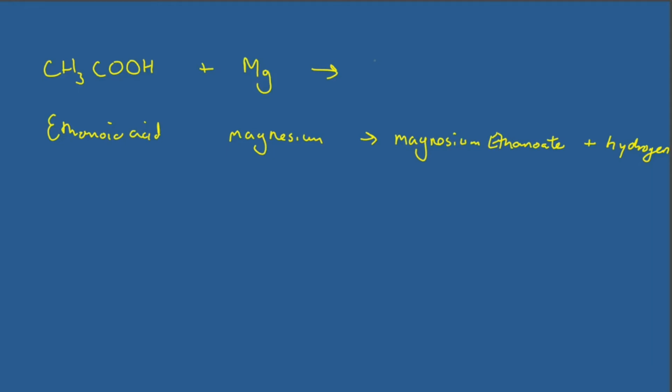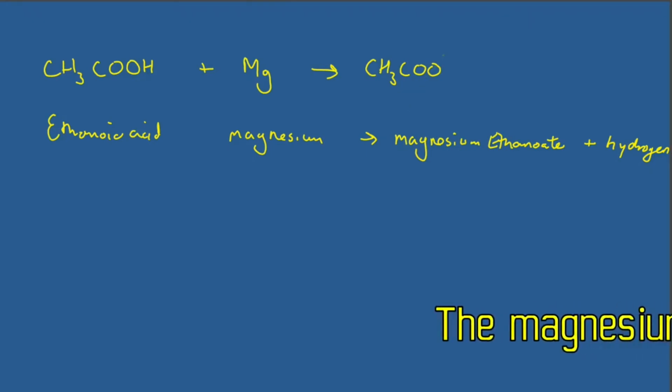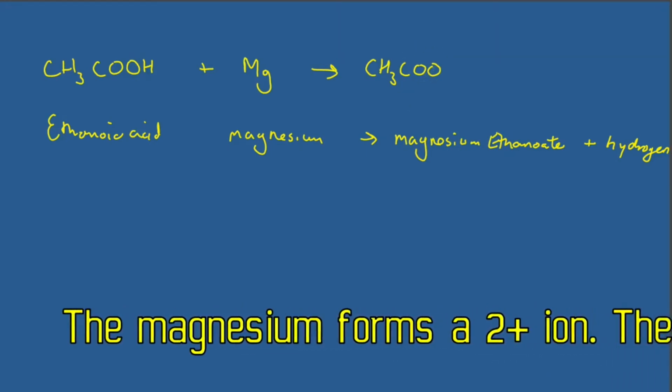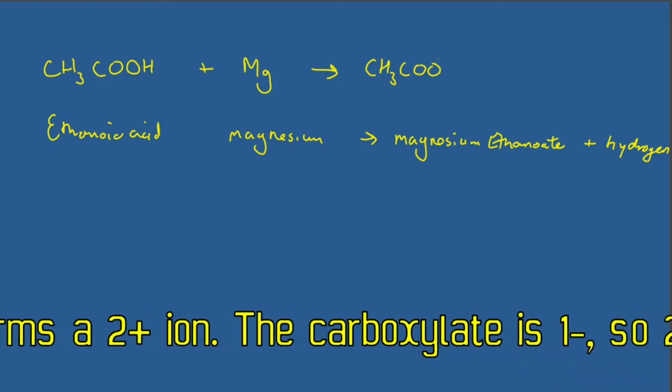I'm going to make CH3COO. Now, hopefully you can remember what the charge is on magnesium when it forms a compound. Magnesium is in group 2. You could say it's got 2 electrons in the outer shell, which it would lose, so it would be oxidized to the 2+ ion. But the carboxylate only has 1 acidic hydrogen, so it's only got a 1- charge.